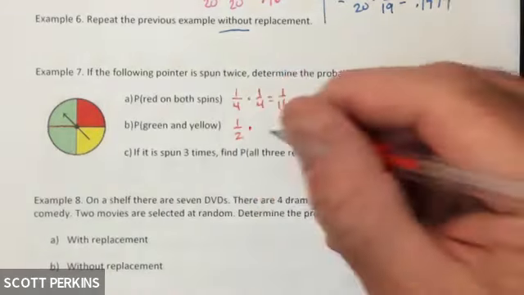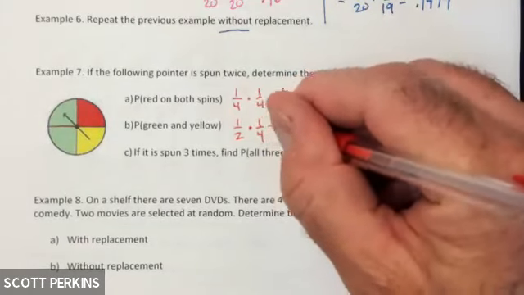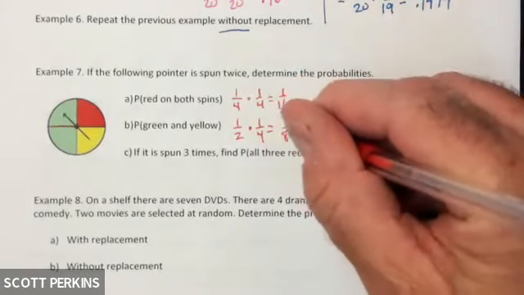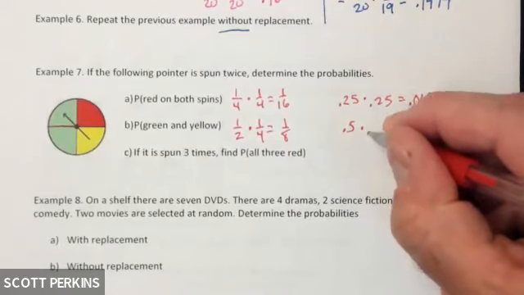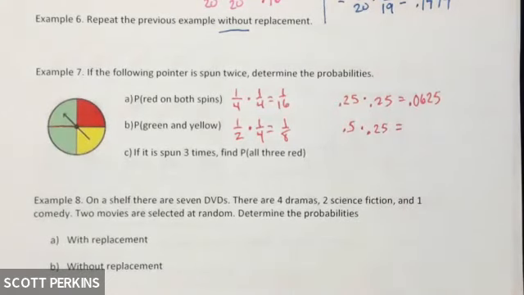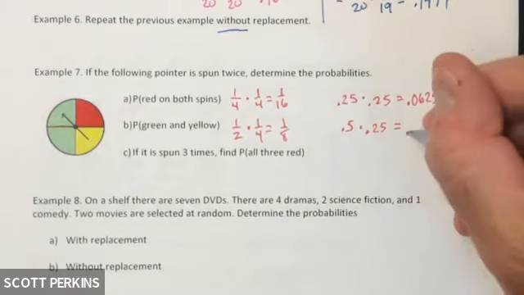And then yellow is the same thing as red. It's 1/4. So 1/2 times 1/4 is 1/8. Over here, if you use the decimals, 0.25 or 25% of the area is yellow. So 0.5 times 0.25 is going to give me 0.125.